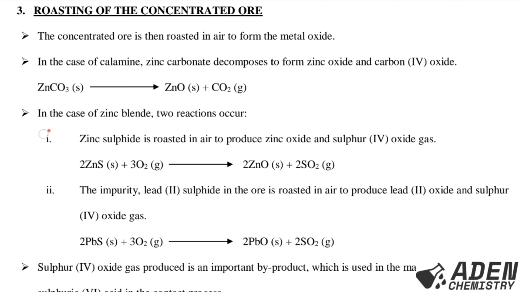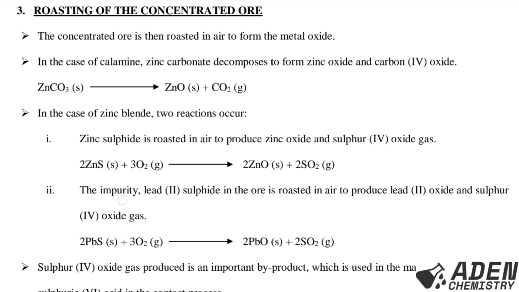The first reaction: zinc sulfide is roasted in air to produce zinc oxide and sulfur dioxide gas. So the equation for that reaction will be 2 moles of zinc sulfide solid reacting with 3 moles of oxygen gas to give 2 moles of zinc oxide and also 2 moles of sulfur dioxide gas.